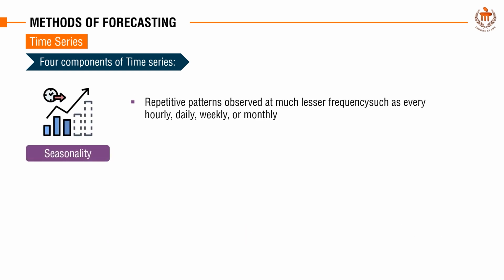Seasonality represents repetitive patterns observed over shorter time frames, such as days, weeks, or months. For instance, retail sales often peak during holiday seasons, reflecting a seasonal pattern that can be tracked and predicted.